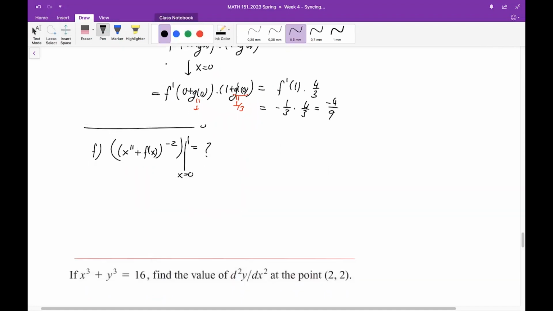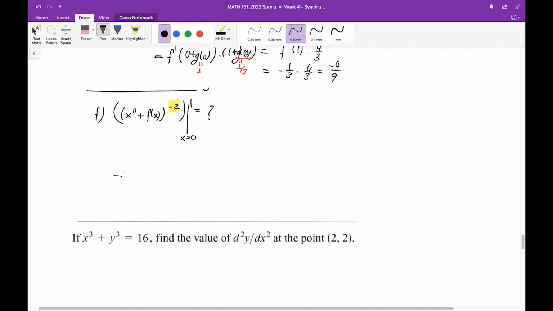Similarly, apply chain rule, please. The most outer function is taking this minus 2 power. So minus 2 comes down. I don't touch the insider parts, okay? Then I subtract 1 from the power. You see, I handled the power while taking the derivative. The most outer function is handled. Then I need to multiply this expression with the derivative of this insider part.